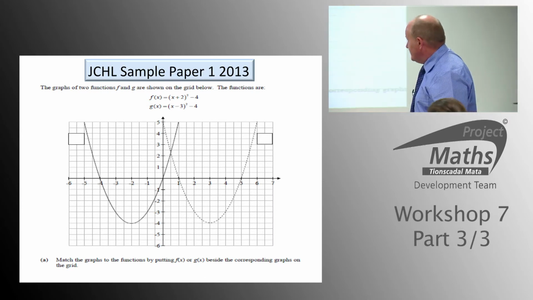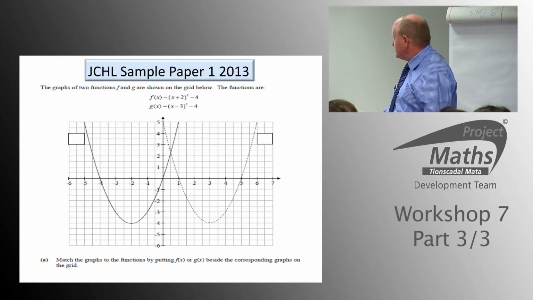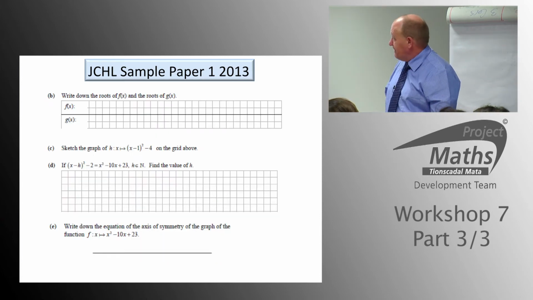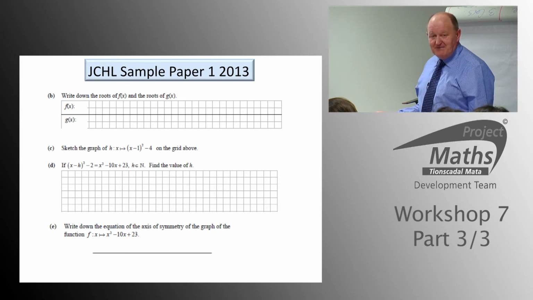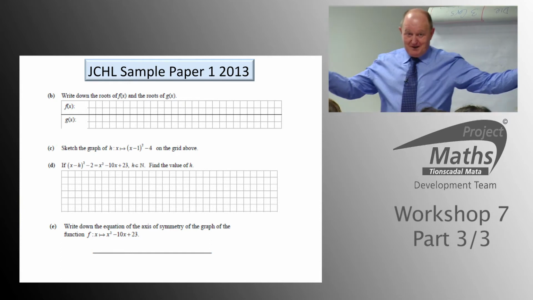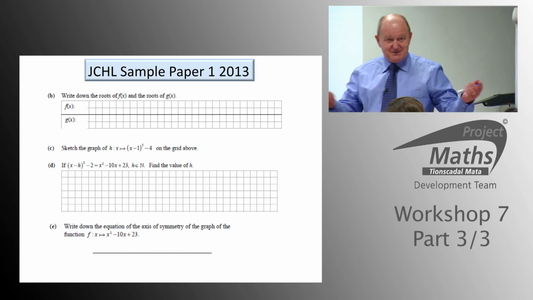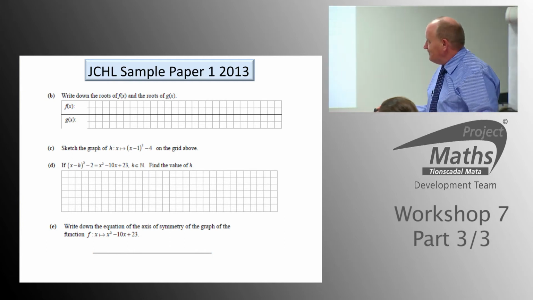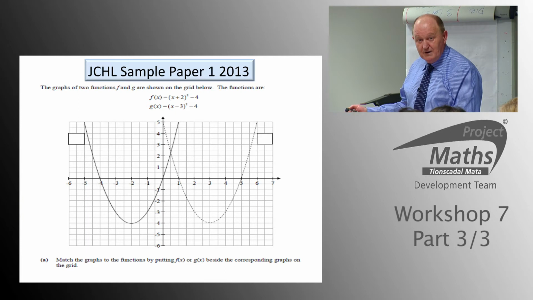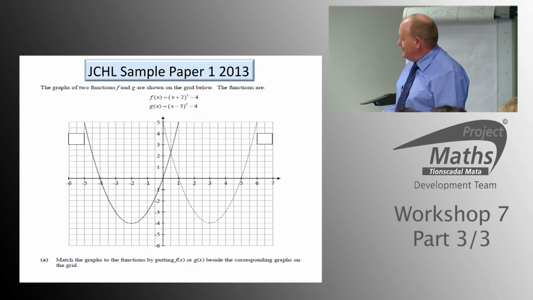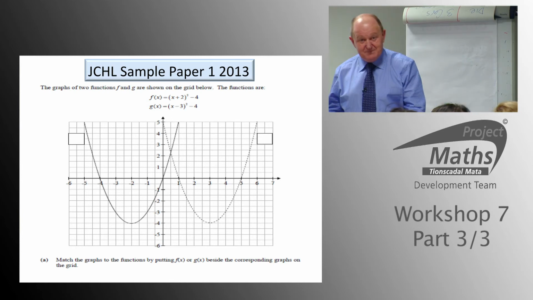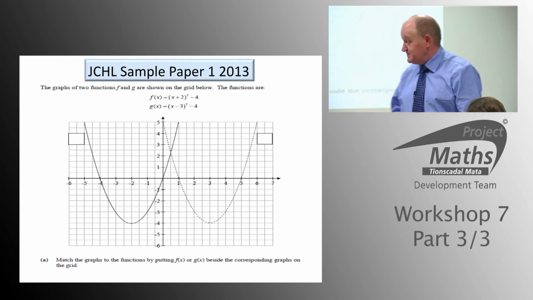The roots of f(x) are -4 and -1, and the roots of this one, g(x), are 1 and 5. Next part: sketch the graph of that. Minimum value is, they could multiply it out, draw the graph, or sketch the graph from that. But look, the minimum point is (1, -4). So (1, -4) is here, have the minimum point in the same shape of graph. It's a sketch, it's not a diagram, it's not a graph, it's a sketch, so they just sketch it.